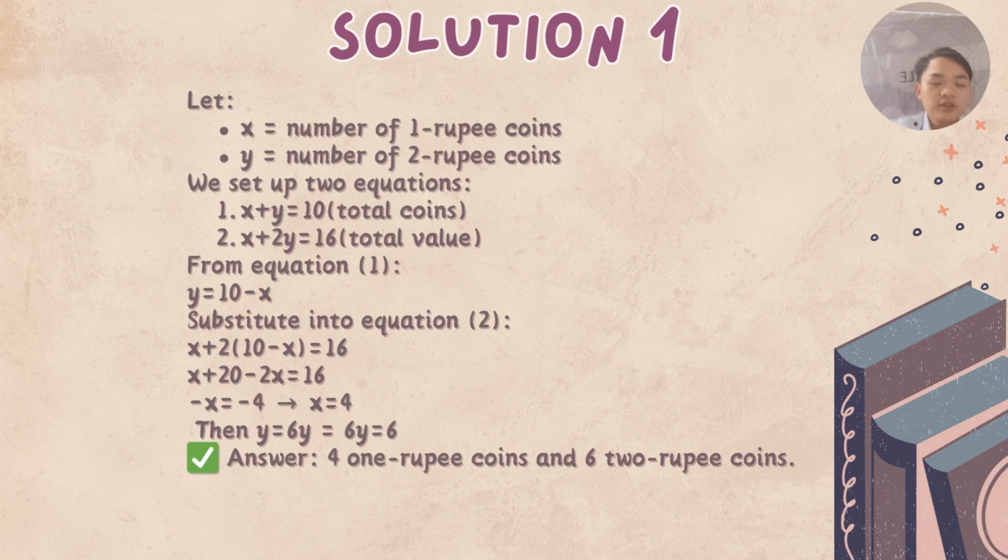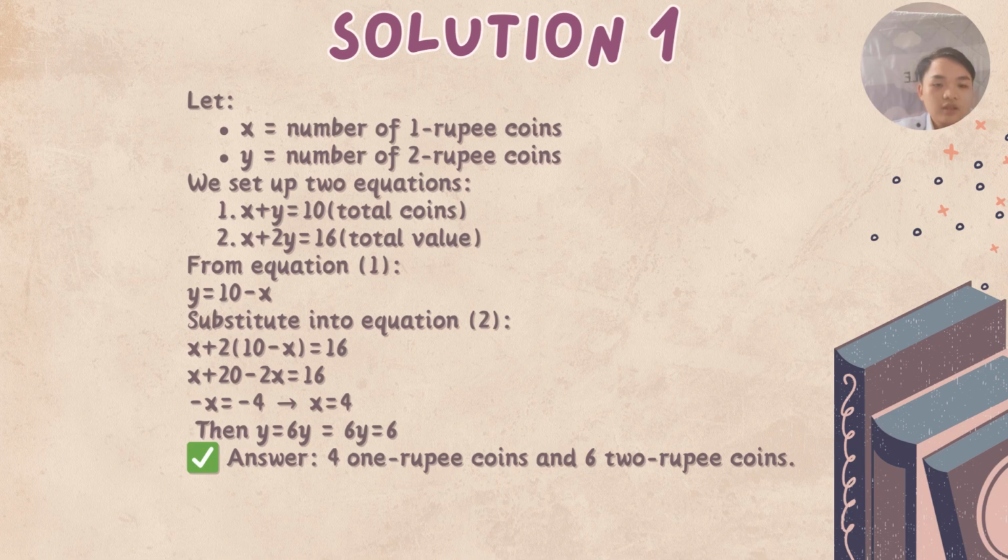The first solution is to make 2 linear equations and solve them. First, let x be the number of 1 rupee coins and y be the number of 2 rupee coins. We set up 2 equations, the equation of total coins and the equation of total value, which are x plus y equals 10, the total coins, and x plus 2y equals 16, the total value. From equation 1, we get y equals 10 minus x.